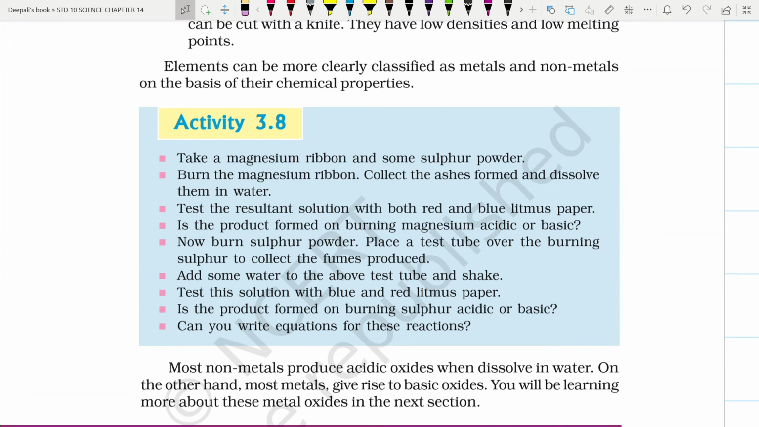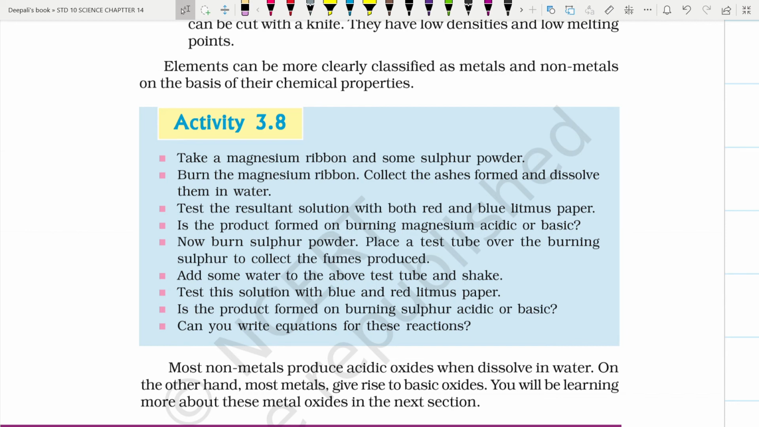and some sulfur powder. Burn the magnesium ribbon, collect the ash and dissolve it in water. You will observe that when you take this magnesium ribbon, it burns with a dazzling flame and magnesium oxide is formed, which is basic in nature. Test the resultant with litmus paper and you observe that the magnesium oxide which is formed is basic in nature.